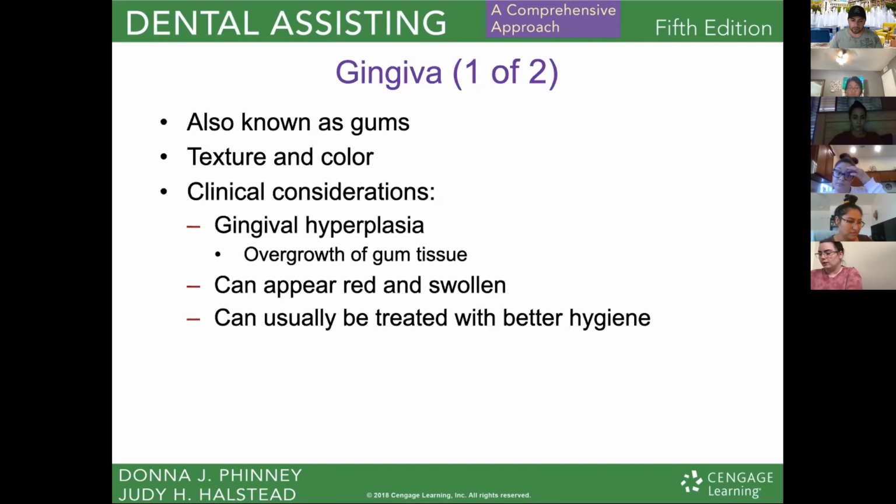So although different pigmentations of a person can be a factor, the color is usually pink to red, but we don't want it like a crimson red, right? Because that's usually an indication of inflammation. And then gingival hyperplasia can follow after that.